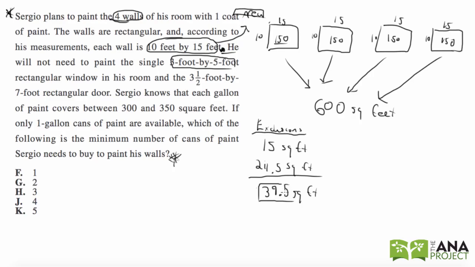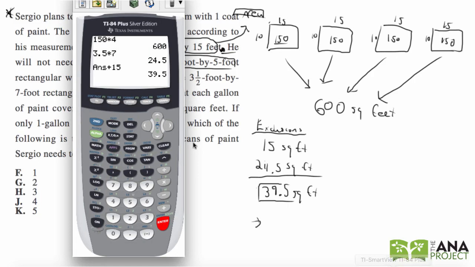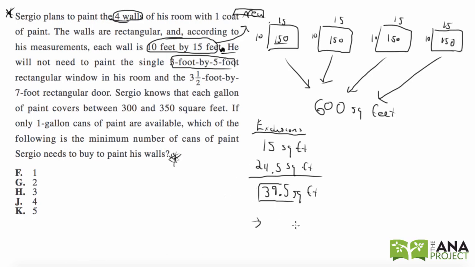Well, let me go ahead and anticipate and say, okay, so what will he have to paint? Well, let's just subtract 39.5 from 600. 600 minus 39.5 is 560.5. So this is what he will need to paint: 560.5 square feet.